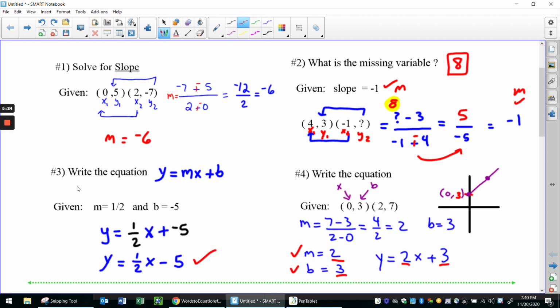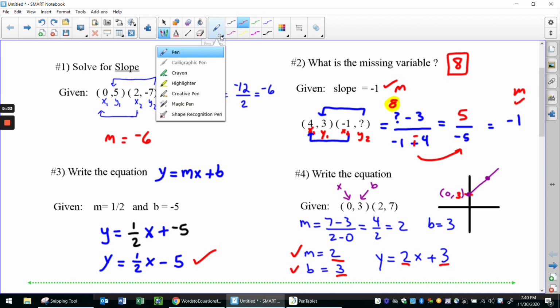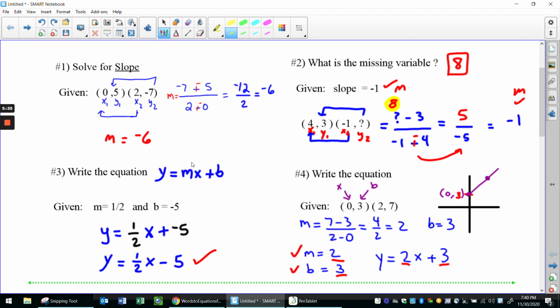Okay, so we're looking at question number 3. So the slope is given to us, which is 1/2, and the y-intercept is -5, and we simply just substitute right here the slope in for m and the y-intercept in for b. And we did that right here with 1/2, substituting that in for the slope, which is m, multiply that by x. Remember, the slope is always multiplied by x, which is your input or independent variable, and the y-intercept is the constant at the end, which is b.